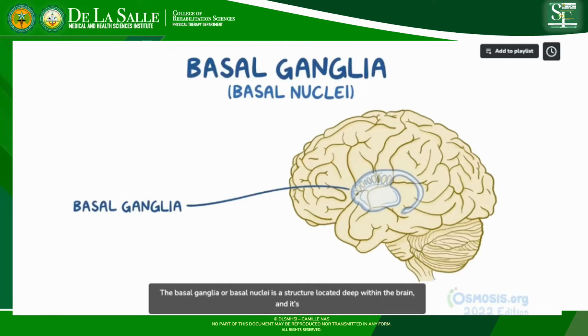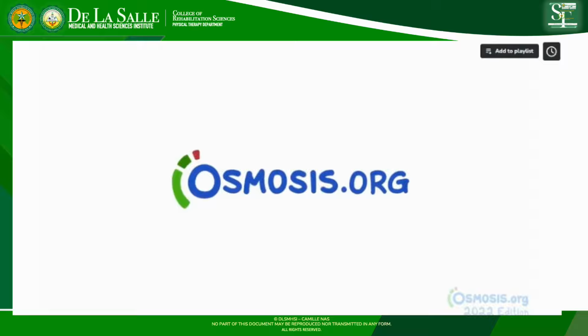Now let's watch this video of the basal ganglia. This is again for visual learners. I think it's more interesting learning with pictures because you can identify the structures and you can easily see and understand the anatomy and the locations of the structures.